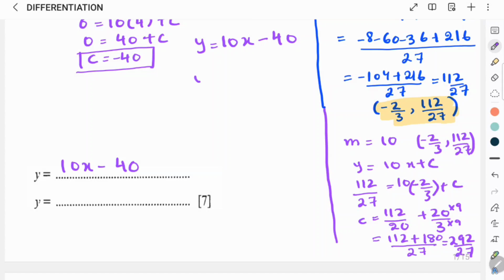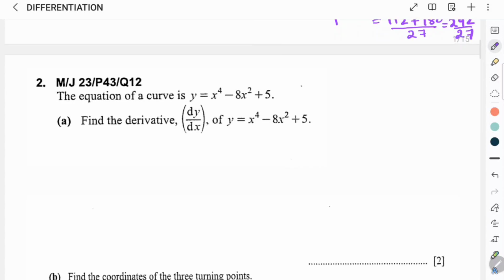Now the equation is y equals 10x plus c, 292 upon 27. This is the way you can find the equation of a tangent. If the gradient is given, you can find the coordinates, and then you can easily find the equation with either y equals mx plus c, or y minus y1 equals m times x minus x1.